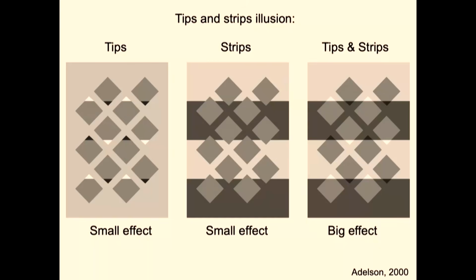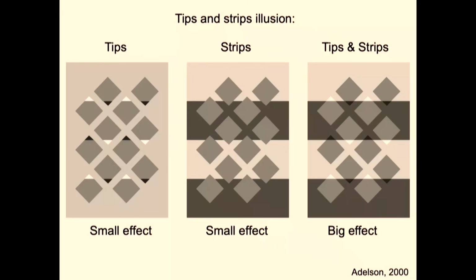So this is one example. A lot of this work was done by Ted Adelson, who is a professor in this department in CSAIL. He was my PhD advisor, and this was what he was working on back at that period in time. This is one example called the tips and strips illusion.